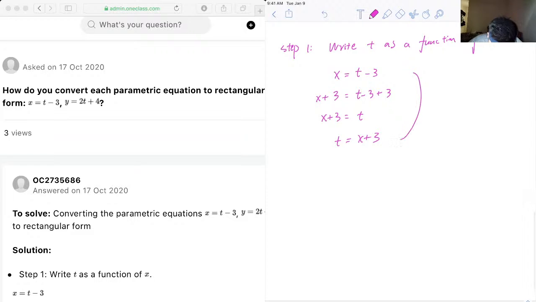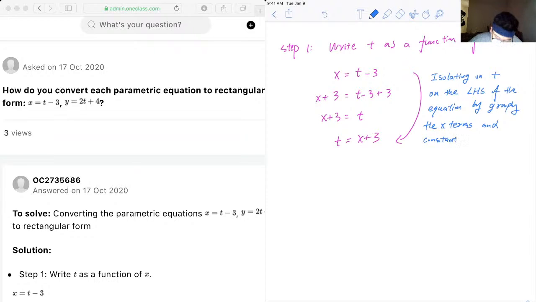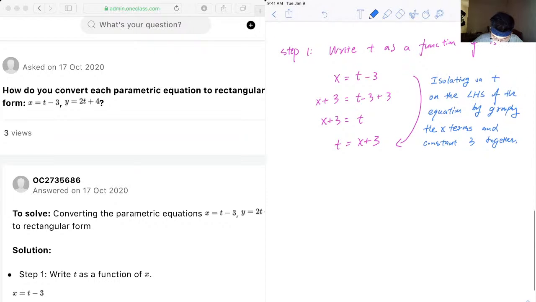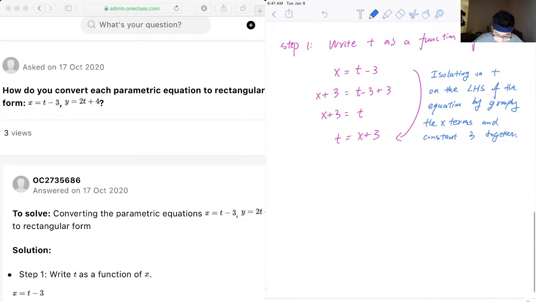Yep. So from the first step to the last step, we are just isolating t on the left hand side of the equation by grouping the x terms and the constant 3 together. Okay.